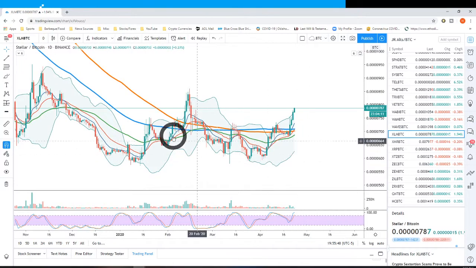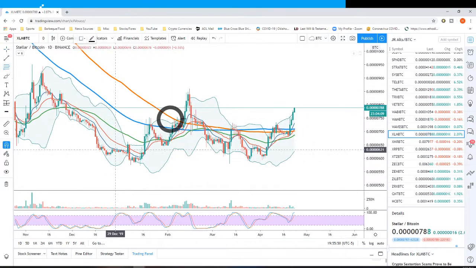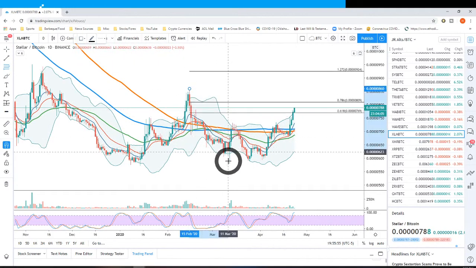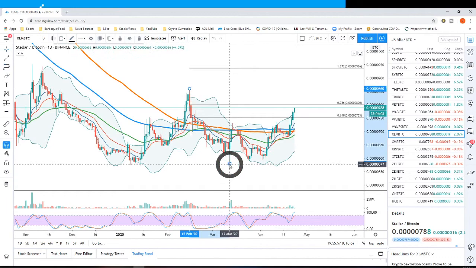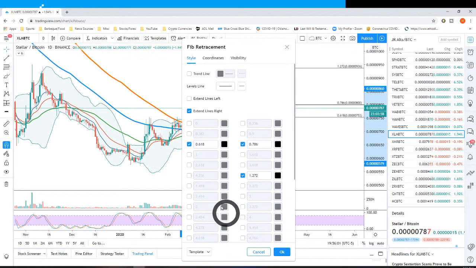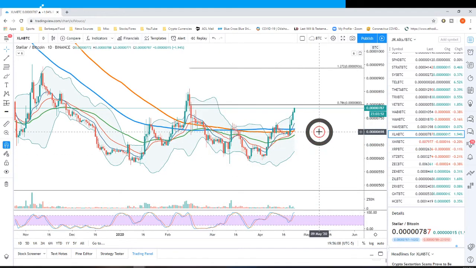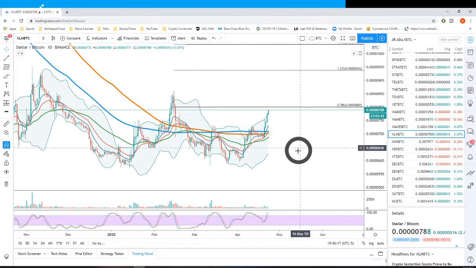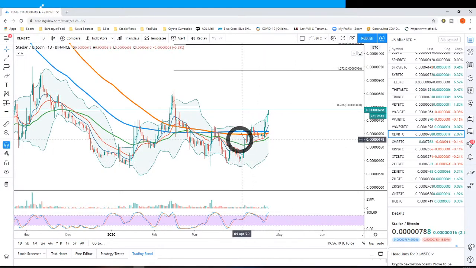So let's go do some fibs on it. Let's look at this swing high down to swing low. And let's take out, looks like 78.6 is what's coming up. And I'll throw a 1618 on there also. Okay. Interesting.